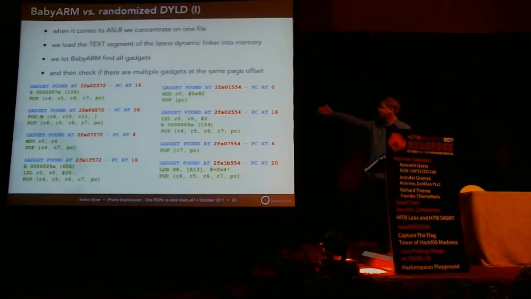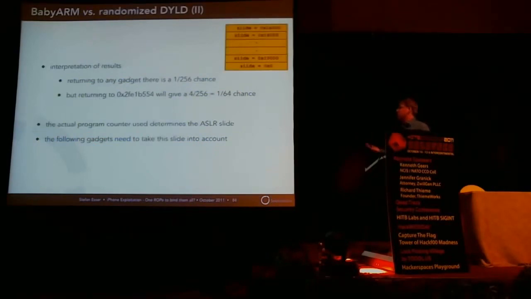You can see it found 4 in this case on the left side and 4 on the right side. The difference is that on the left side it takes the program counter from 3 different addresses, and here it takes it from 4 different. So this is a better case. And what does this mean now? When you jump to a gadget inside the dynamic linker, you have a 1 in 256 chance to actually hit the gadget that you wanted to hit.